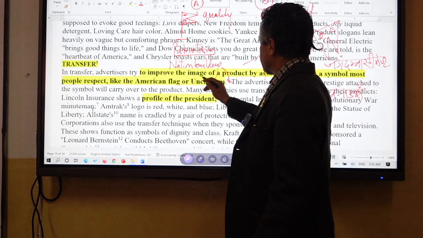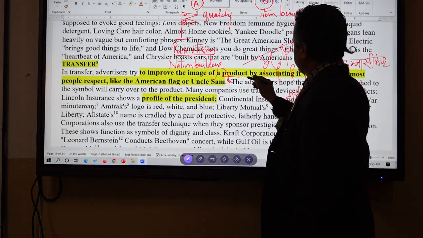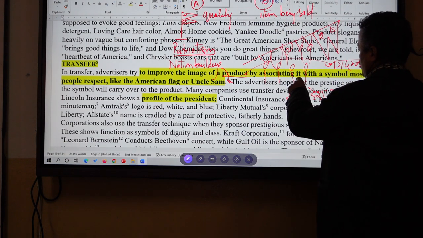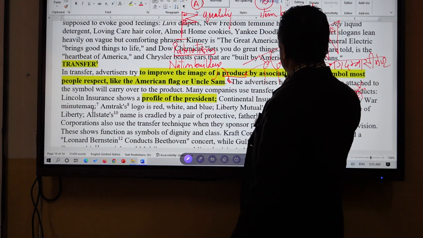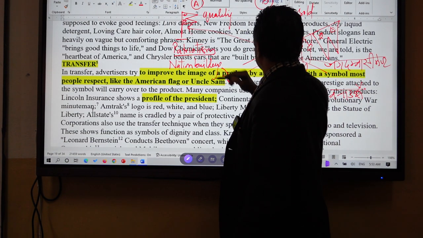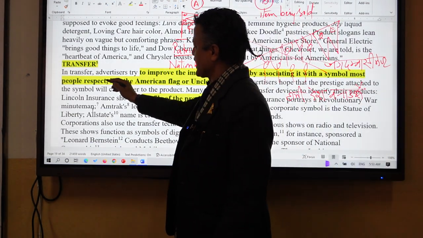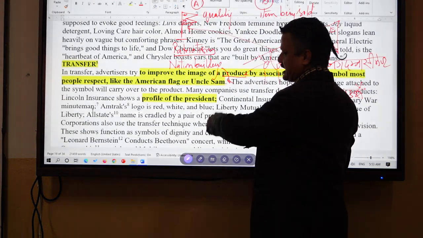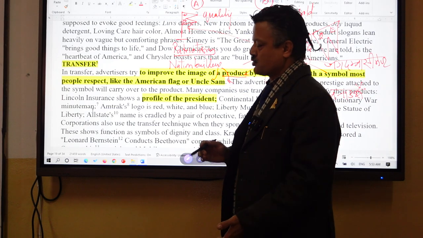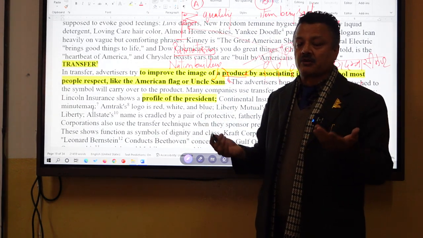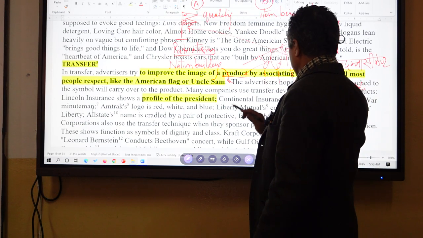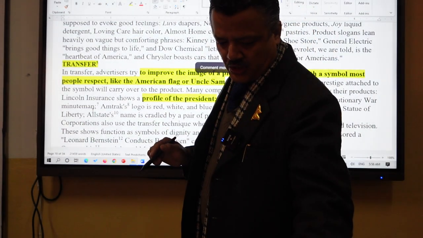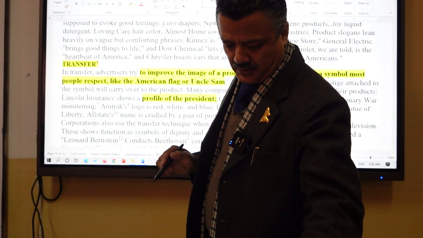To improve the image of a product. So here the product is Jagdamba cement. To improve the image of the product by associating it with a symbol. Now that symbol is the Nepali flag. Right? We all respect the Nepali flag. Like the American, because this essay was written for American audience by American author, so examples are American. We need to understand in our context. Okay, I won't go in detail further. I guess you got my idea. This was what we were reading yesterday. Transfer, right?